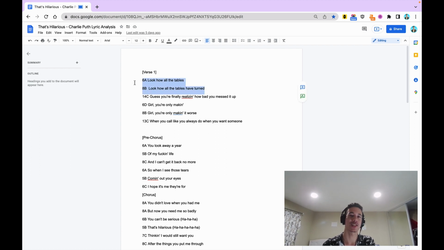Here he actually uses it in the physical lyrics. There's no rhyming right here, but let's see. "Guess you're finally realizing how bad you messed it up. Girl, you're only making it worse when you call like you always do when you want someone." We can see that he uses the same number of syllables, plus or minus one, so that it has the same rhythm. That makes it catchier.